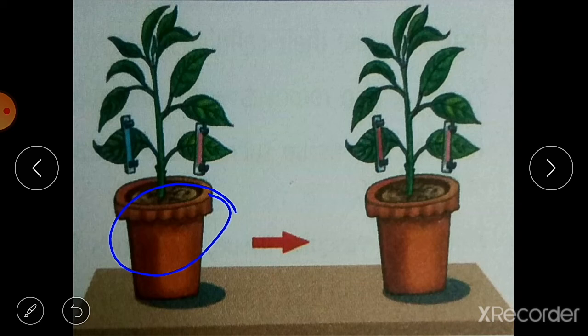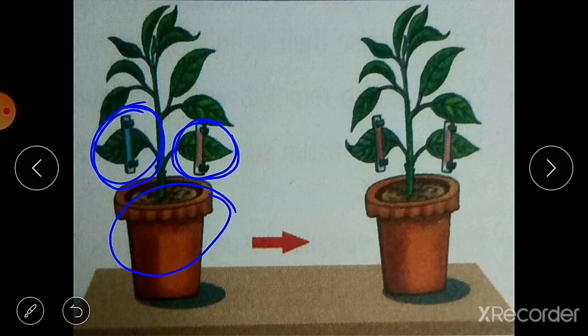Now attach the cobalt chloride strip on the leaf of the plant in such a way that half of the strip is on the upper surface of the leaf, and the other half on the lower surface of another leaf. Means if you are putting this strip on the lower surface, then on this leaf you put it on the upper surface. And secure the cobalt chloride strips with sticking tape, or you can use glass slides also.